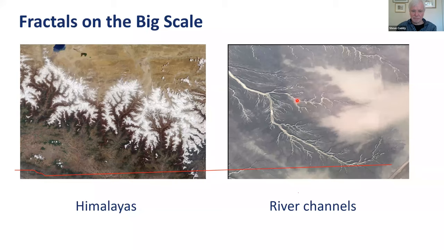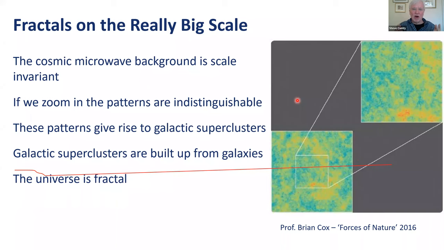Now we also see fractals on the really big scale. We can't get anything bigger than the cosmic microwave background, the old universe. Now if we zoom in, we see the patterns are repeating. The patterns repeating tells us that these features turn into galactic superclusters, and inside those there were galaxies. The universe is fractal all the way down. This picture was taken from Professor Brian Cox's recent book.